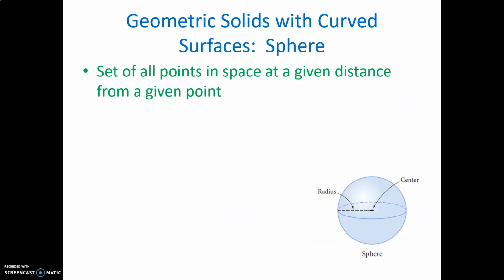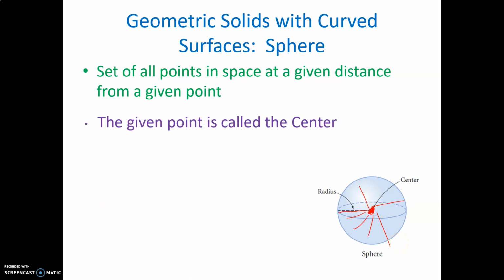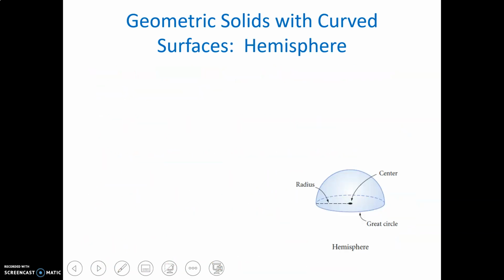Then we have solids that have curved surfaces, and the first one they talk about is a sphere, the set of all points in space at a given distance from a given point. So here's the given point, and then you have these points all the same distance from that one center point. The given point is called the center, the given distance is called the radius, and now we take that same sphere, cut it in half. It's now called a hemisphere.